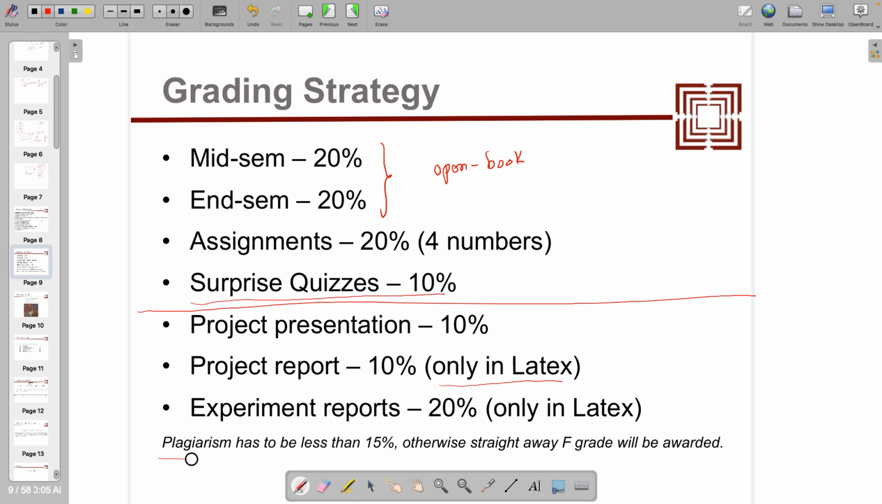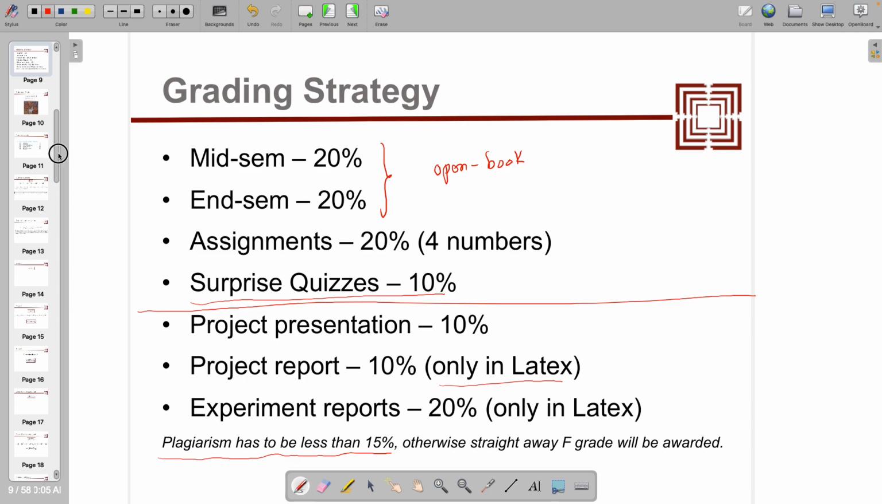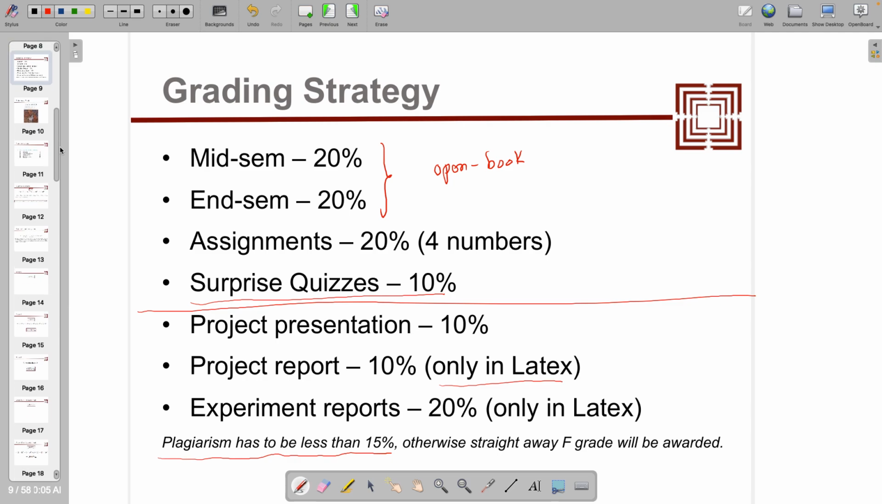Let's understand one more thing, that plagiarism has to be less than 15%, otherwise straight away an F grade will be awarded, right? So let's agree upon that. I'm not going to reduce the quality, right? So this is the bare minimum thing which I'm expecting from you people. Do not copy from anywhere actually, and get the report below 15%, and only then you should submit it, okay?